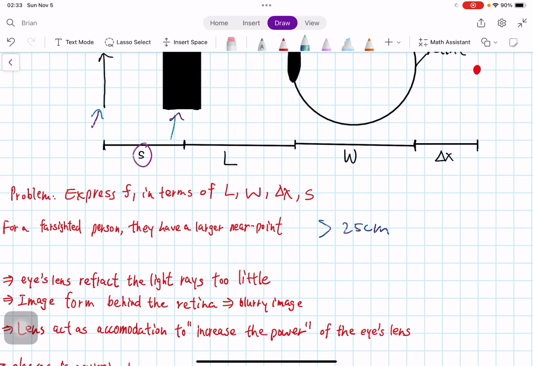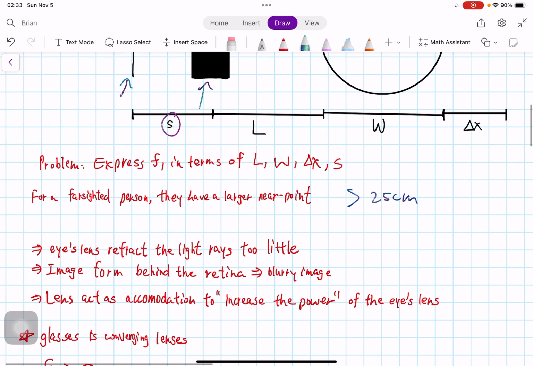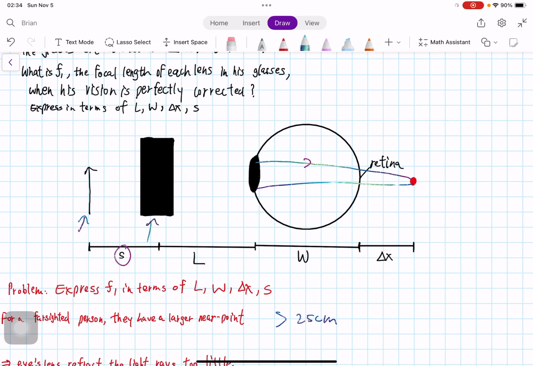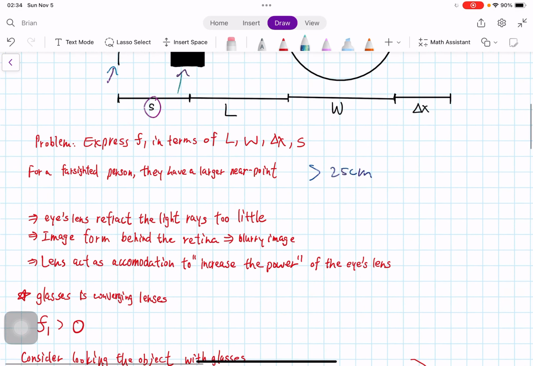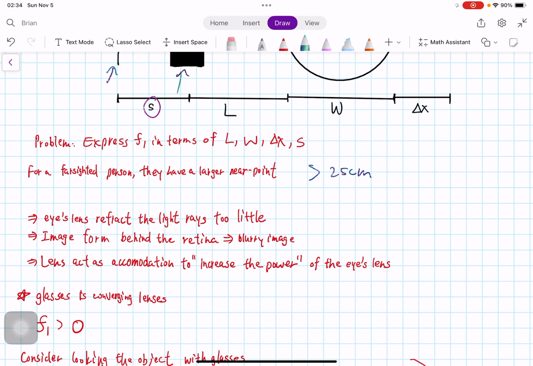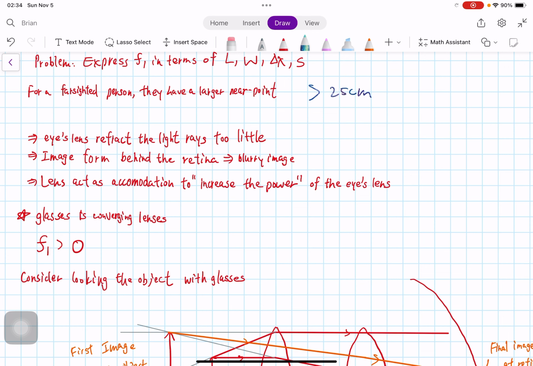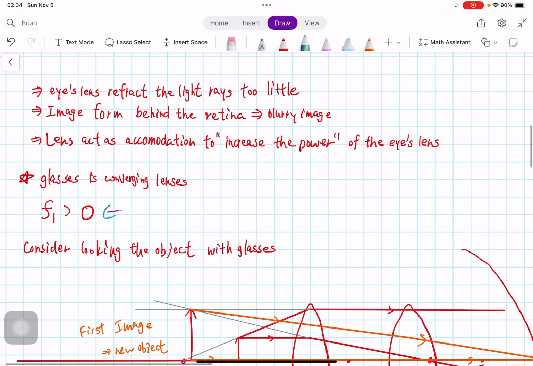So that means that if s is, let's say, 25 centimeters, then the person cannot see the image. The eye's lens refracts the light rays too little. That means that the image is formed behind the retina, and it would be a blurry image. The glasses act as an accommodation to increase the power of the eye's lens. So that means the glasses are a converging lens, so f1 would be positive.